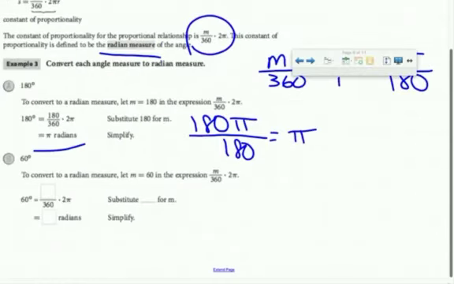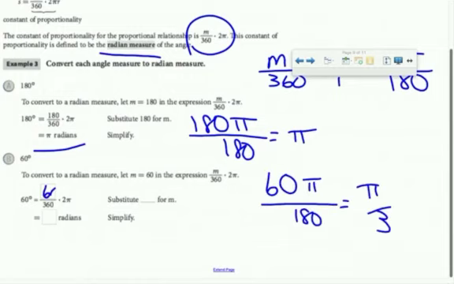In part B, we're converting 60 degrees. So 60 pi over 180 is pi over 3. So that's what they've done here. They just have a few more blanks filling in.